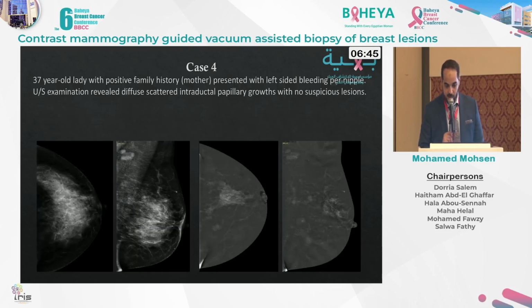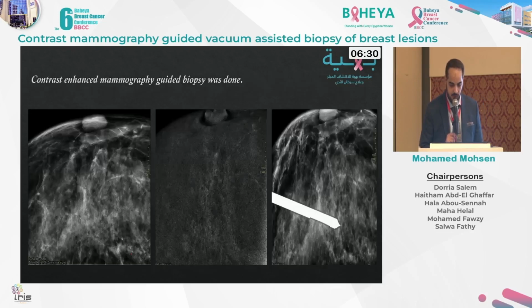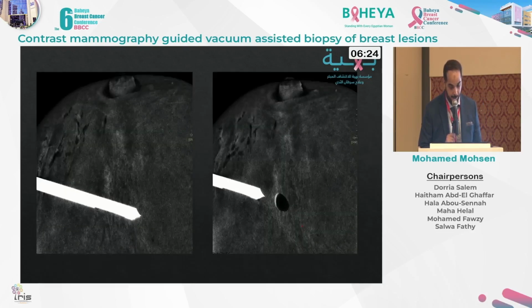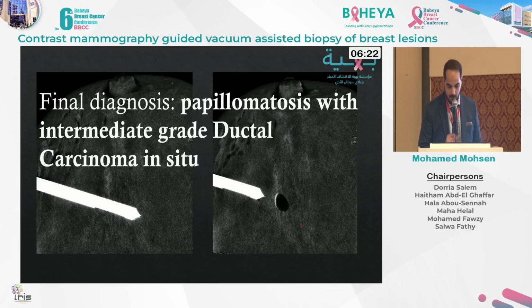A 37-year-old lady with positive family history, mother, presented with left-sided bleeding per nipple. Ultrasound examination, not shown, revealed diffuse scattered intraductal papillary growths with no suspicious lesions. Contrast-enhanced mammography-guided biopsy was done and revealed papillomatosis with intermediate-grade ductal carcinoma in situ.